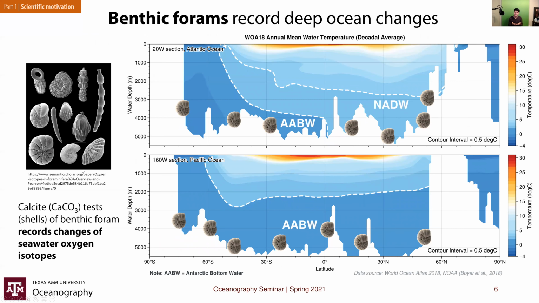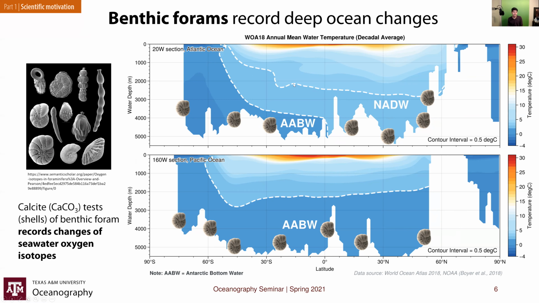But as the name of the organism suggests, these benthic forams live at the bottom of the world's oceans. So when they're living at the bottom of the world's ocean, what their shells recorded was the changes in the oxygen isotope of the bottom water. And according to our current understanding of how the ocean circulates around the world's oceans, we know that our deep water was formed or produced at a certain location at high latitude, right?